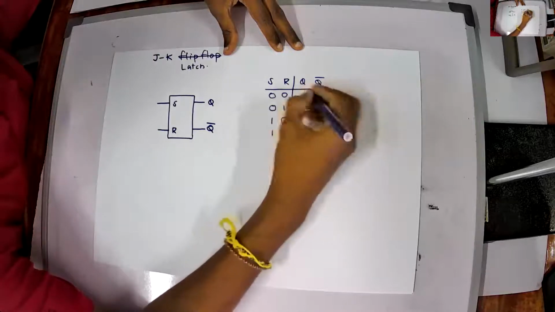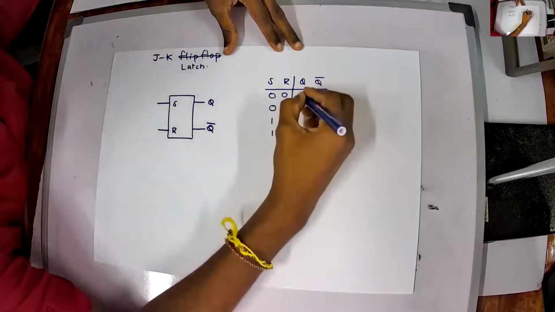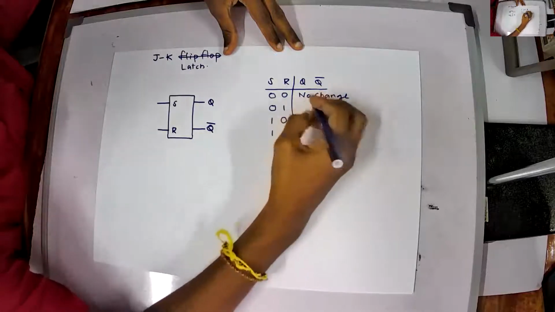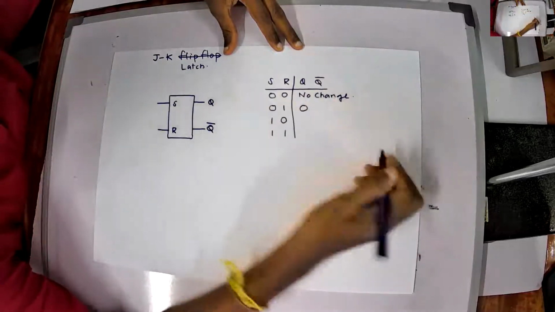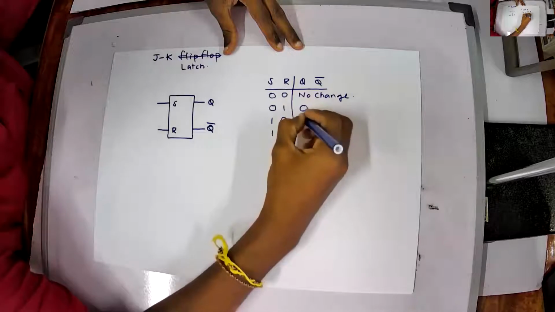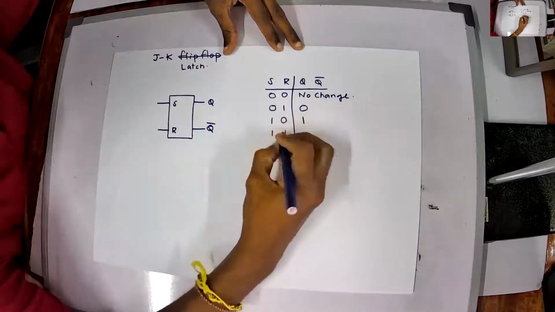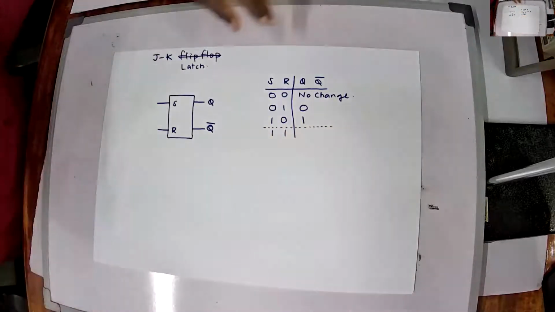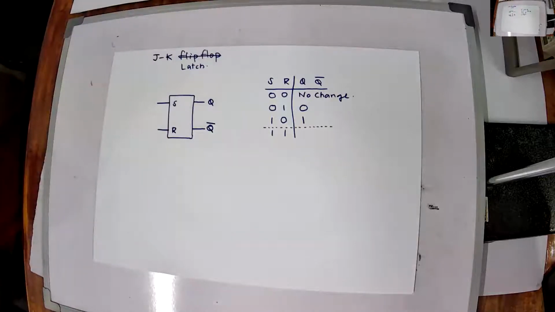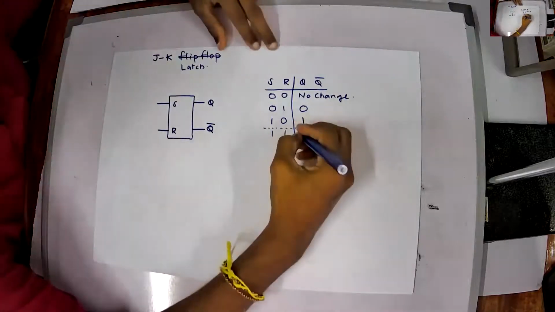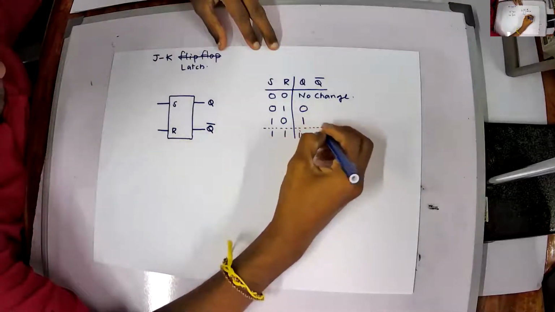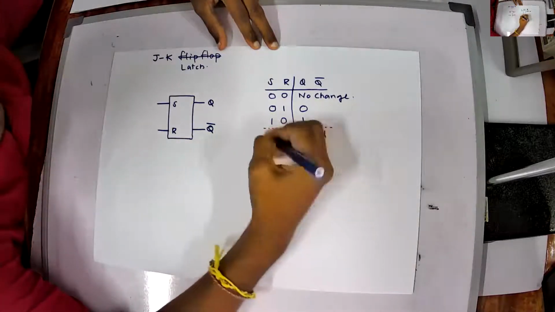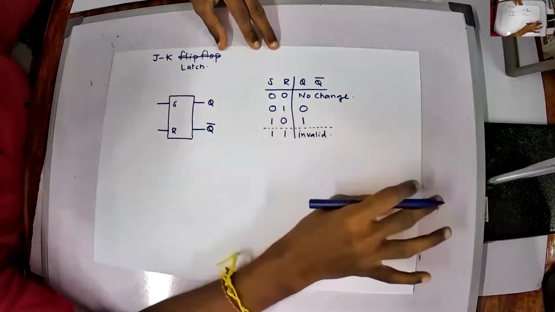0 0 means Q is not going to change, so this is the no change state. If your reset is 1, Q is 0 regardless of your previous state. If your set is 1, Q is 1 regardless of your previous state. And this state, 1 1, is not defined, or invalid. You could use either term. It means in your circuit you should ensure that 1 1 is not going to happen.